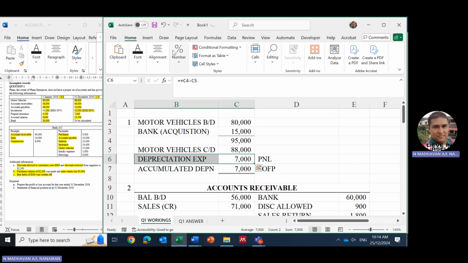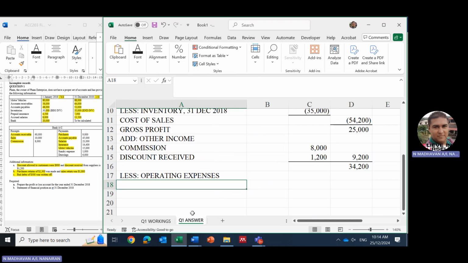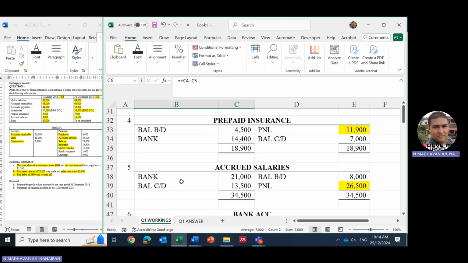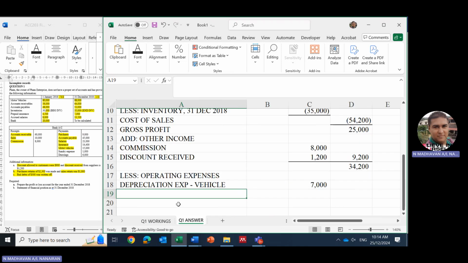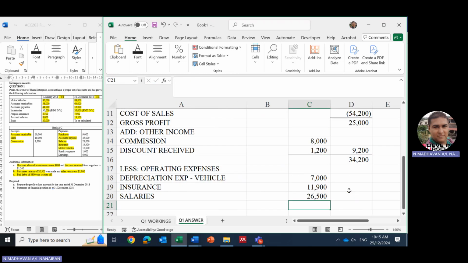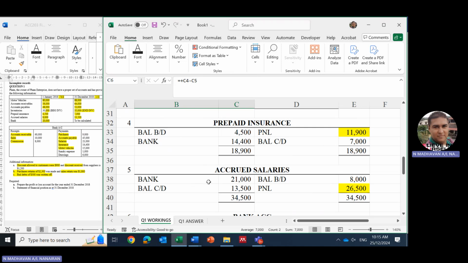So the first thing, what do you have? Depreciation expense. So depreciation of vehicle. How much? 7,000. Okay, good. What else? Done. This one done. Okay, we have insurance and salaries. Insurance, how much? 11,009. Salaries? 26,500. Correct? Okay, good. Anything else?